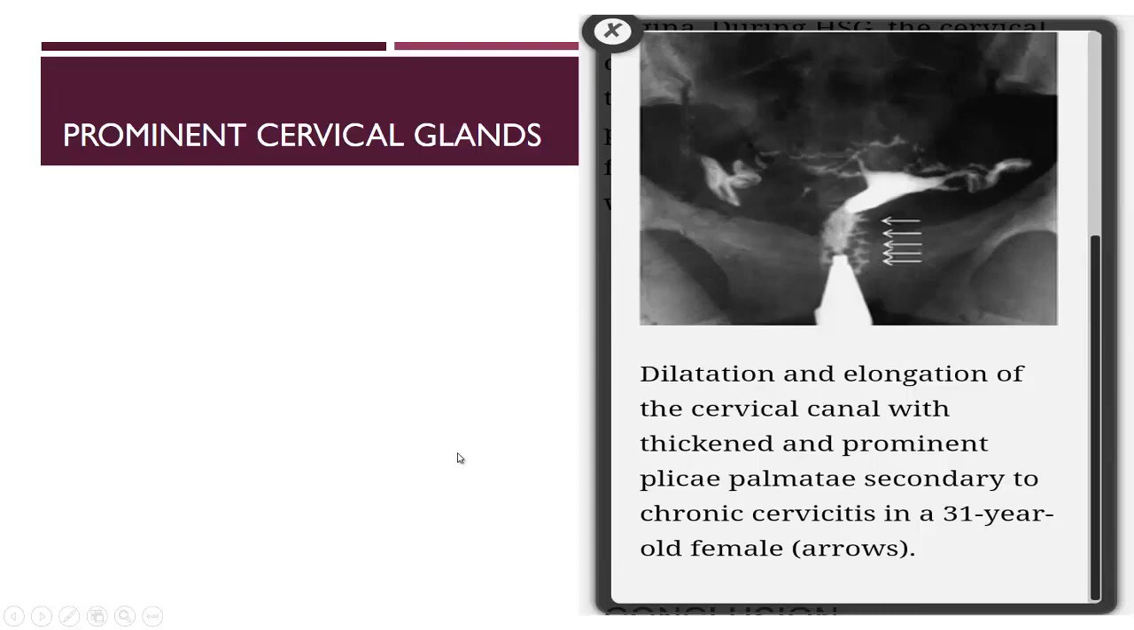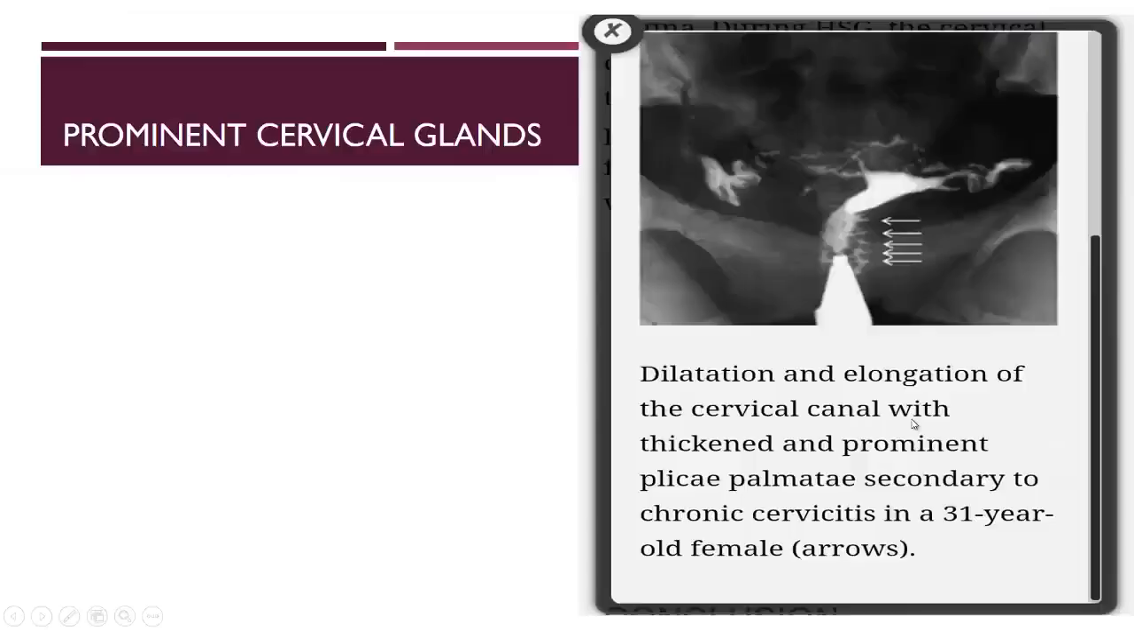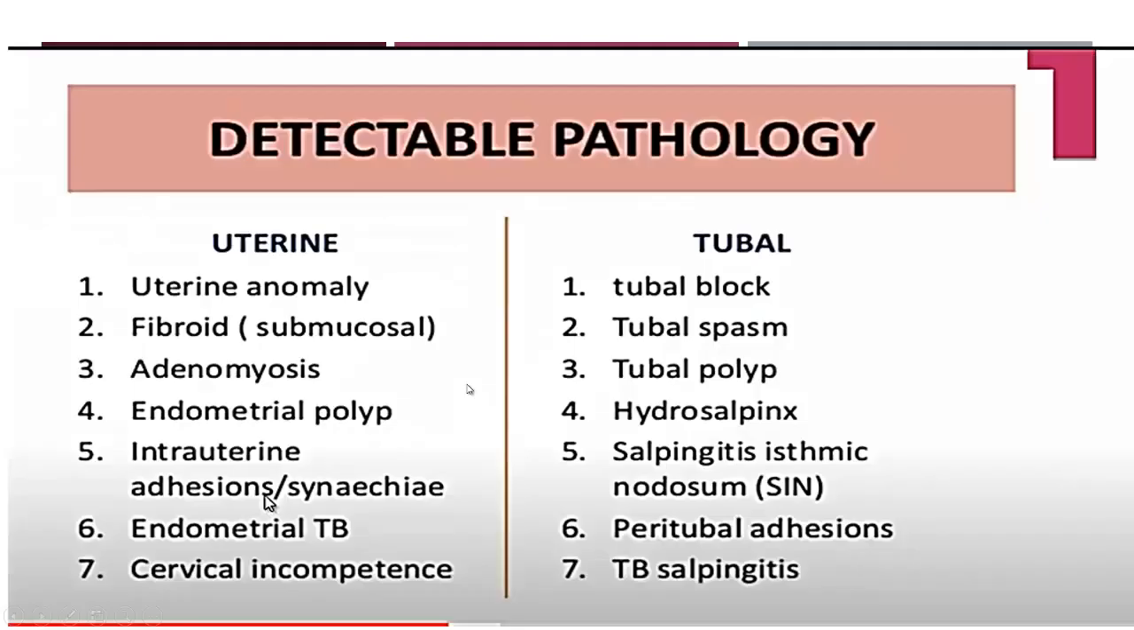Prominent cervical glands. Here there are prominent cervical glands, with dilatation and elongation of the cervical canal with thickened prominent plicae. This case is with chronic cervicitis, where it is more exaggerated. But when you find cervical glands like we saw in the last examination, this is normal. But this is exaggerated in case of chronic cervicitis.